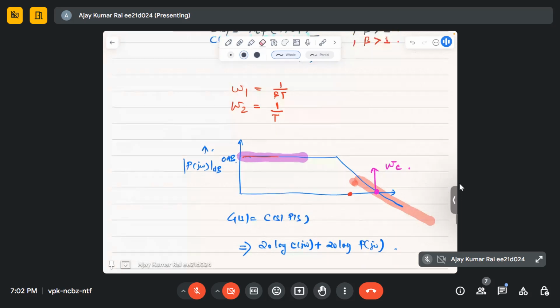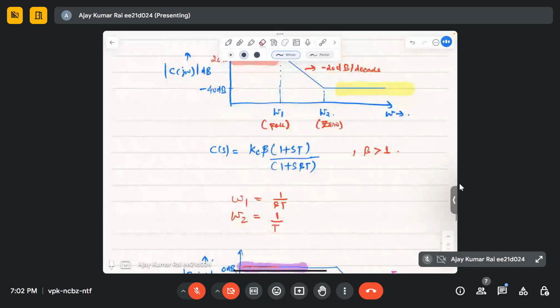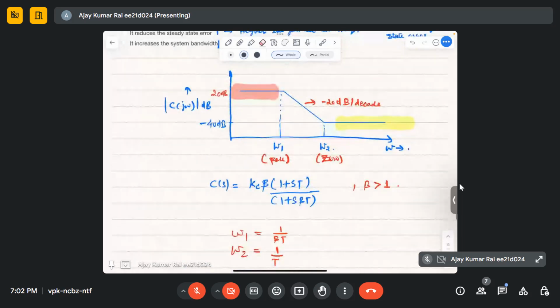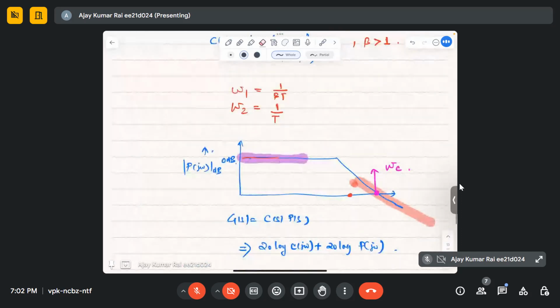Because you're going to multiply these two transfer functions, and the effective Bode plot you're going to draw. So at higher frequencies, what is happening? It is attenuating the higher frequency components. So your omega c will effectively reduce in this case. That's why you will get lower bandwidth.